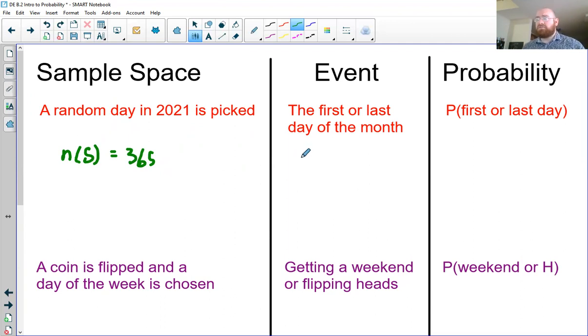Now, the first or last day of the month, we could certainly make a list of this, but if we're trying to get the probability, realizing that every month has a first and a last day, the size of our event space is going to be 24. 1 from each month at the beginning, 1 from each month at the end. And so the probability of randomly selecting the first or last day of the month would be 24 out of 365.